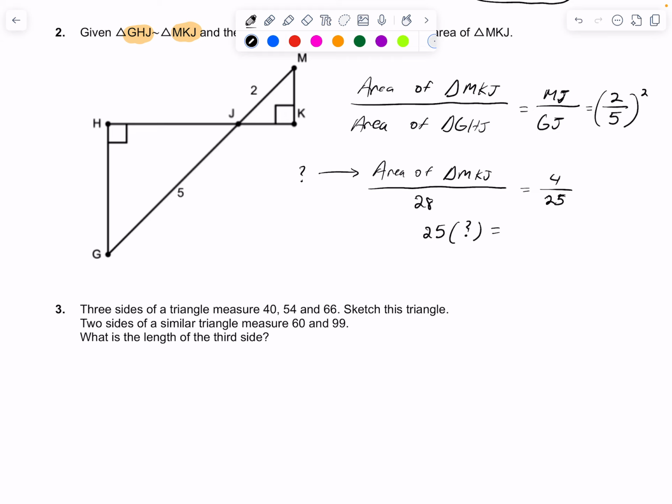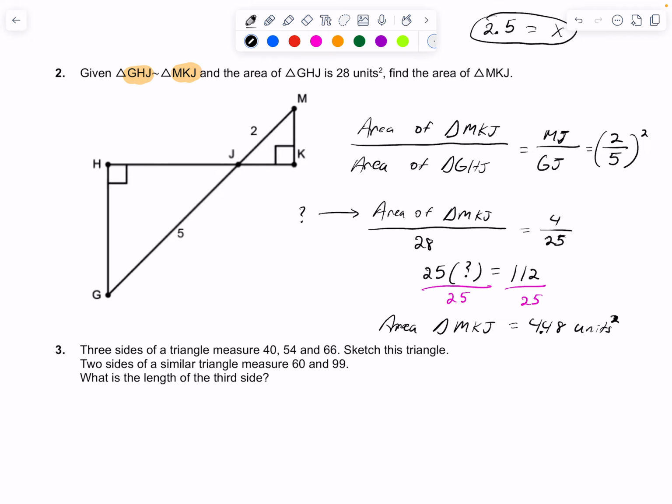So 30 times 4 is 120. Take away 8, that's going to be 112. All right, divide both sides by 25. And that will give us the area of triangle MKJ, which is equal to 112 over 25. That doesn't divide nicely, so I'm going to go ahead and use a decimal, which is going to be 4.48 squared units. All right, so that's how we use the area similarity ratio.